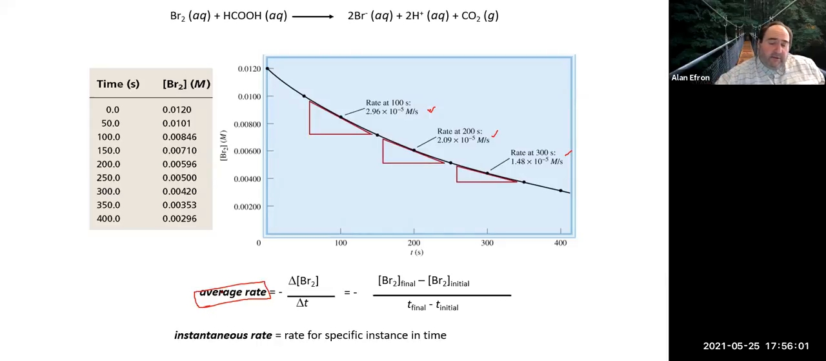And in the case of Br2, it'd be the change in the concentration of Br2 over the change of time. Again, we have our negative here because when we do this subtraction, this is going to give us a negative number. And that negative is going to turn our average rate into a positive number.